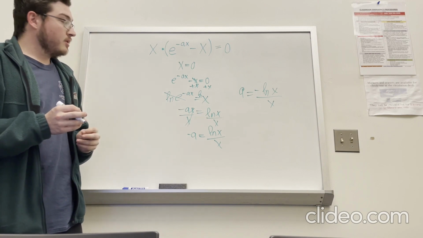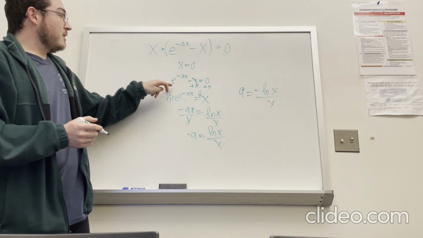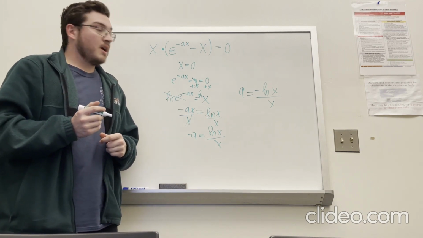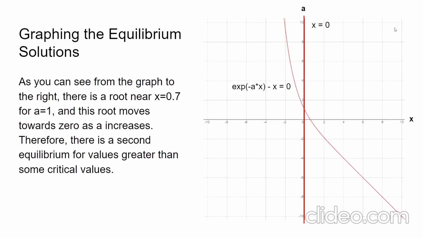In this example, we can plot the function f(x) = e^(-ax) - x and find where it crosses the x-axis. Now, the next thing to do once we have found our equilibrium solutions is to graph them. As you can see from the graph to the right, there is a root near x = 0.7 for a value of a = 1. Now this root moves towards 0 as a increases, and it follows this trajectory here.